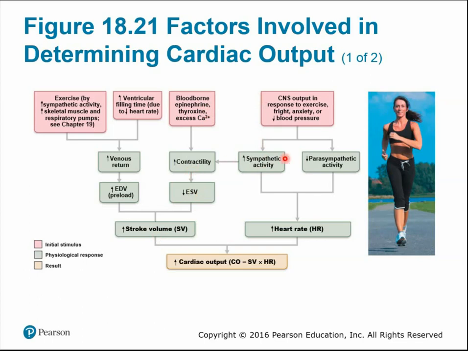On the opposite end of the spectrum, if we want to decrease heart rate or cardiac output, we would send parasympathetic impulses. So remember, the parasympathetic is your rest and digest system. So it's going to decrease heart rate and contractility.